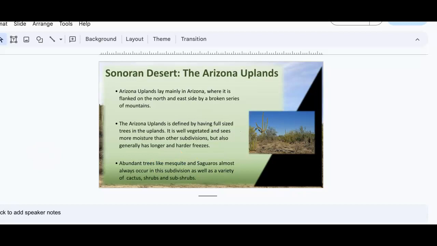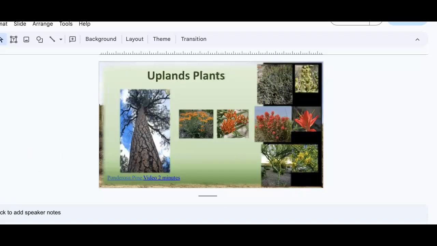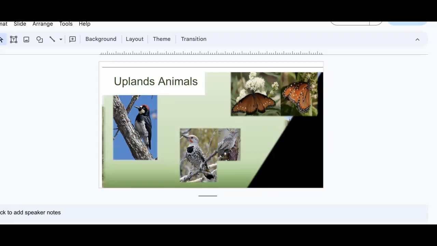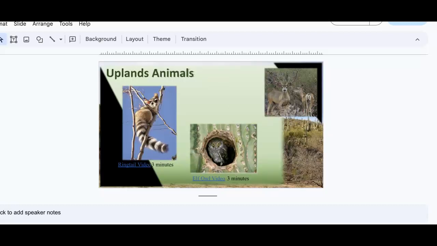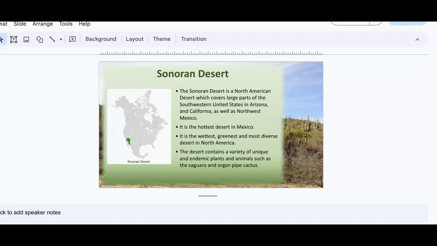And then continuing on, you're going to see a lot of information about the plants. And again, here's an embedded video of Ponderosa pine, a really important plant in this area. You're going to learn about upland animals. And again, you're going to see some videos linked in here to learn about the elf owl and the ringtail. And Abert squirrel video, and you're going to learn about how Abert squirrel is linked to Ponderosa pines, which is the plant you learned about earlier.